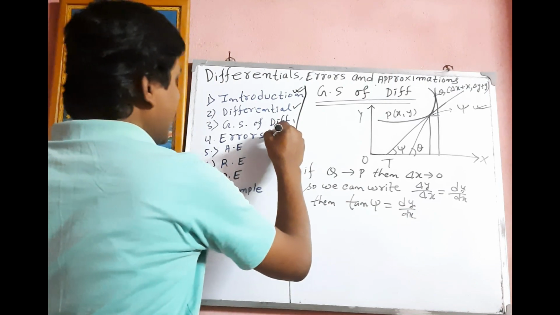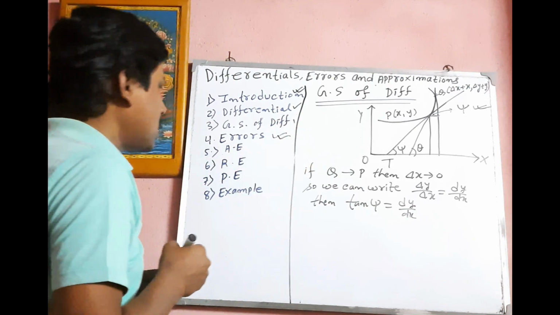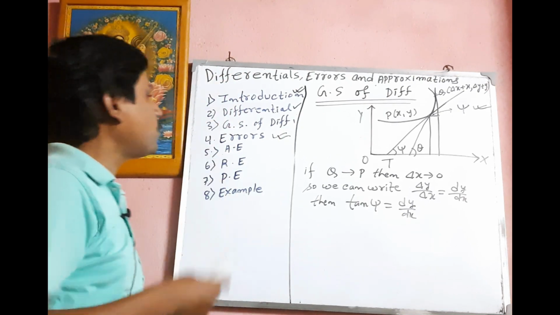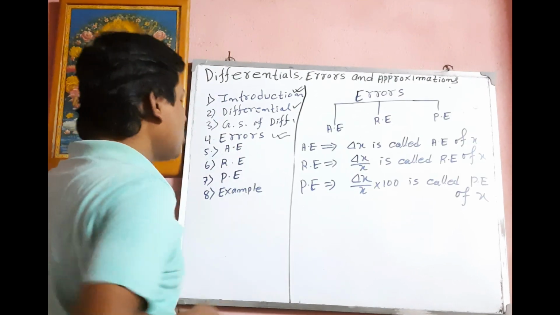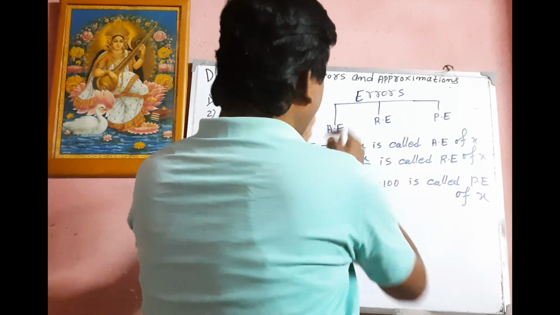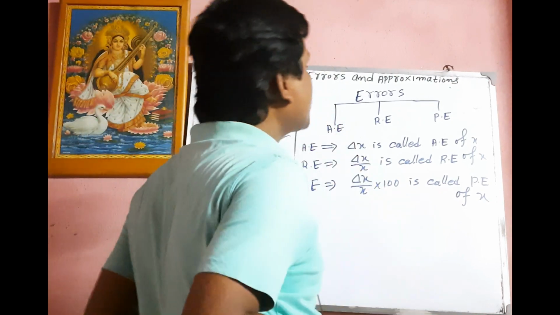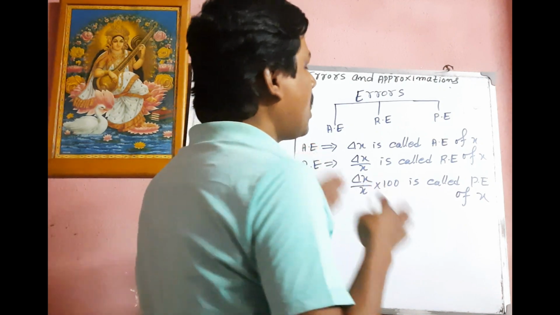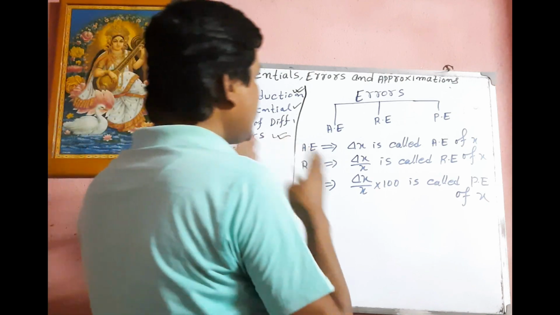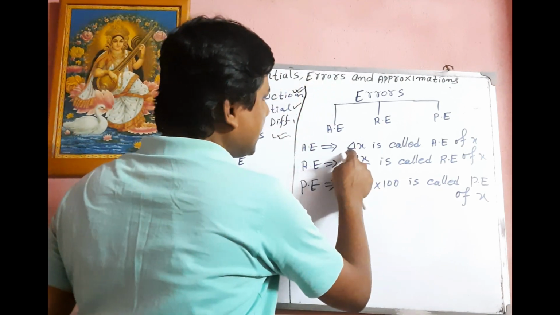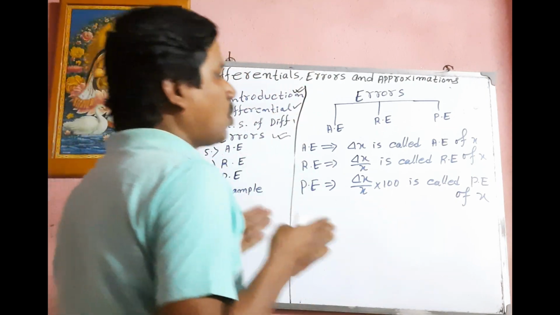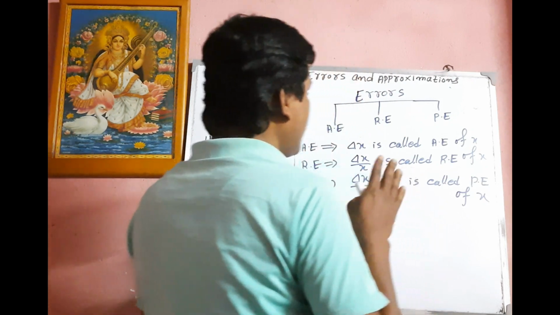Now we move to the next part, that is the error part, and we are discussing the three errors. In the error section, there are three types of error: the first is absolute error, the second is relative error, and the third is percentage error. Absolute error is, in this section, delta x. That is, delta x is called the absolute error of x.